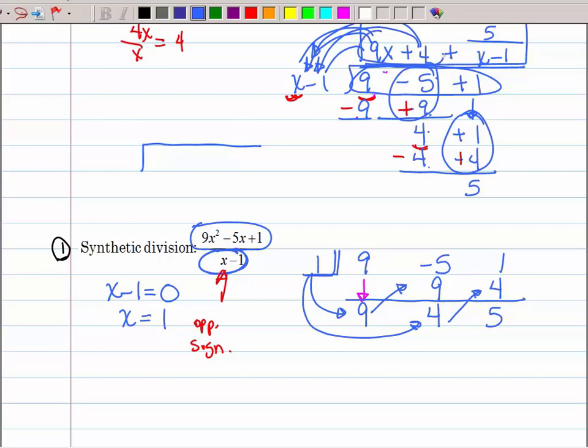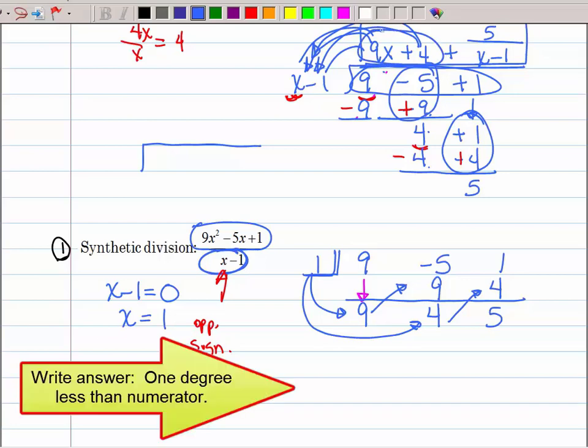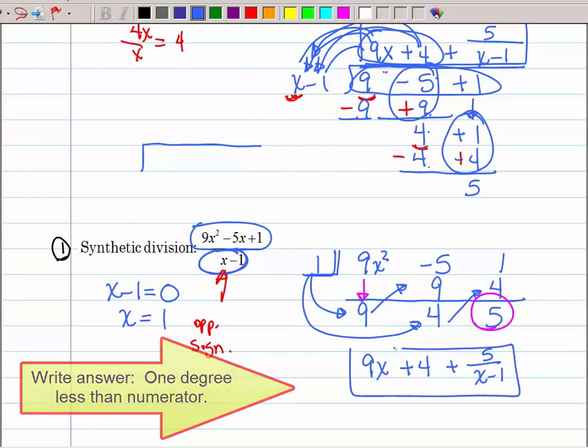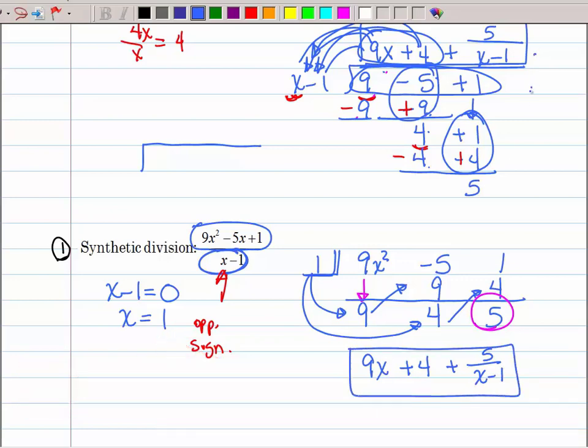Notice your answer was 9x plus 4. That's 1 degree less than what you started out with. So if this is 9x squared and you're dividing by an x, that's going to go down 1 degree less. So I have 9x plus 4. This is always your remainder, and you put your remainder over your divisor. So instead of taking 1, 2, 3, 4, 5, 6 lines of notebook paper to work the problem, we have 1, 2, 3, and we're done.